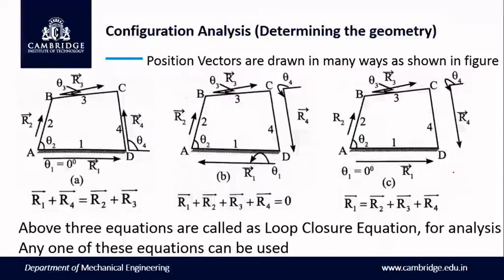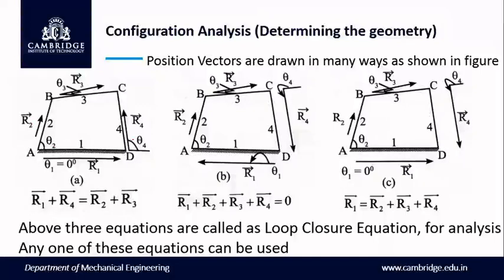The position vectors are drawn in many ways, as shown in the figure. Either we can follow this, the first case, or we can follow the second case, or we can draw like a third case. Any one can be followed for configuration analysis. Let us consider the left hand side. Here we can see the position vector. Link 1 is fixed and it is exactly horizontal, so theta 1 is equal to 0, and theta 2 has a certain angle, almost 60 degrees.